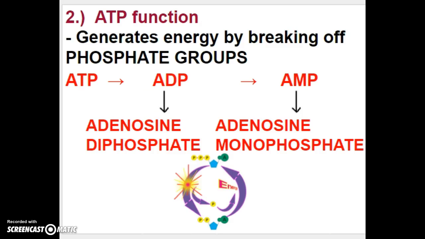So how does ATP generate energy? What it does is use those phosphate groups as a way to break bonds to give energy to the cell. So we start out with ATP, or adenosine triphosphate. Then after we break off a phosphate group, we are left with only 2 phosphate groups. So we move to ADP, which is adenosine diphosphate. If the cell needs more energy, it can break off another phosphate group, and we can have AMP, or adenosine monophosphate.